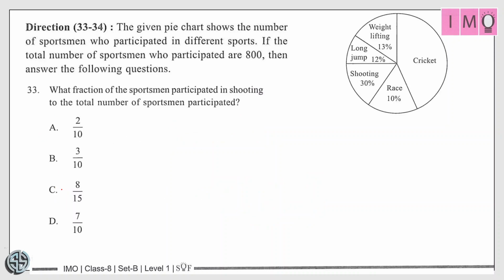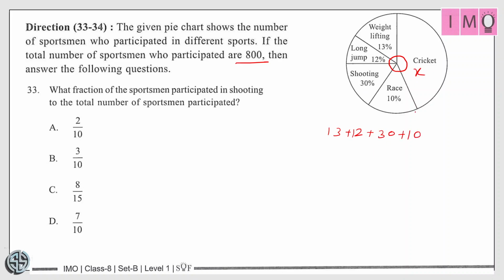Move to question numbers 33 and 34. This is a pie chart here. Percentages have been given. The total number of students participated is this. Then answer the following. So the total here will be 100%. So you can see 13 plus 12 plus 30 plus 10.